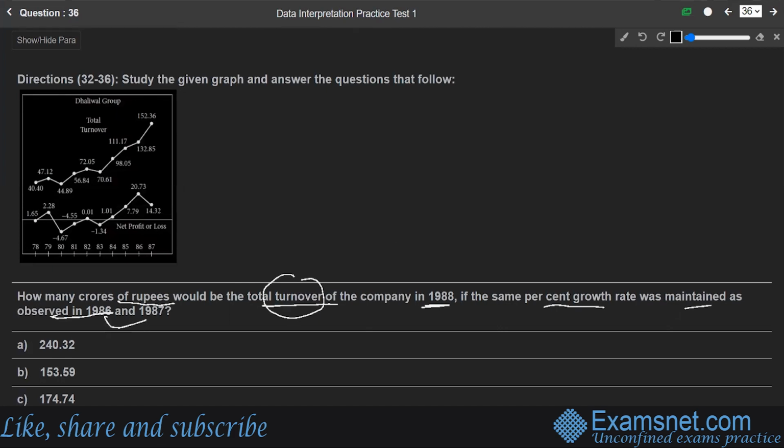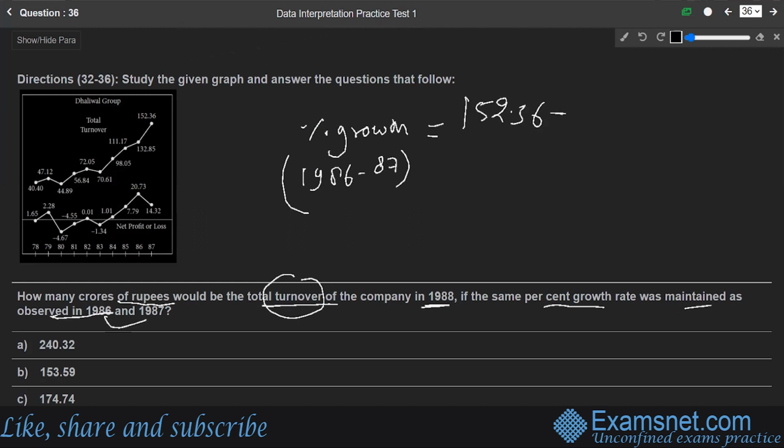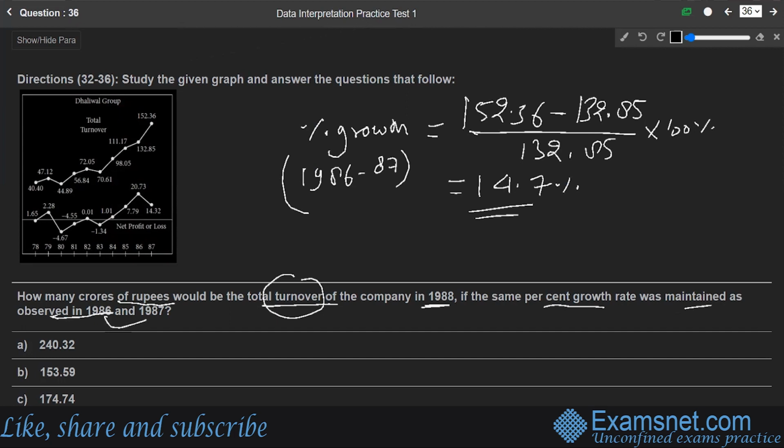We calculated 86 to 87 in the last question also, but we can calculate again. We want to calculate the percentage growth between 1986 and 87, so we compare the values at 86 and 87. The turnover value at 87 is 152.36 minus the turnover value at 86, which was 132.85, divided by the older value, that is always 132.85, into 100%. If we calculate this, it comes out to be 14.7%. The growth rate is 14.7%.